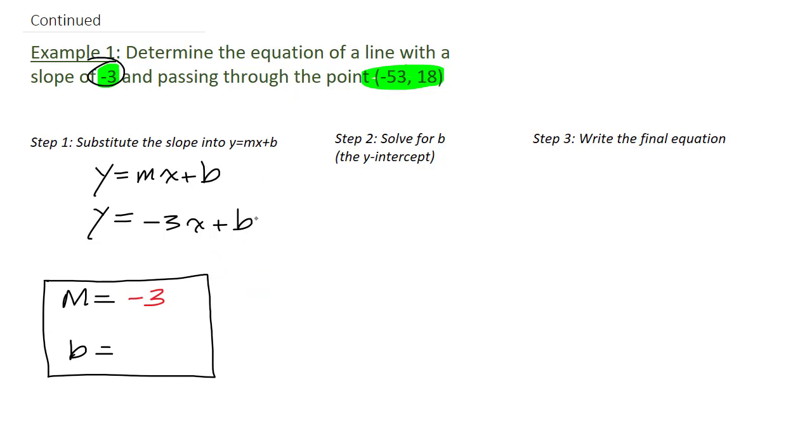All right, now let's solve for b. So we're going to take this equation here and we're going to replace x and y with the point we're given. So they gave us the point negative 53, 18. So x is negative 53, y is 18. So what we're going to do, let's write that we're going to sub that in.